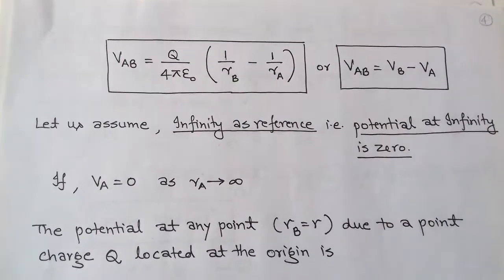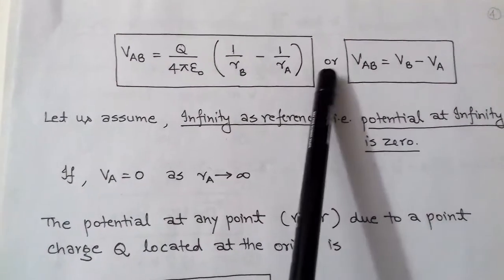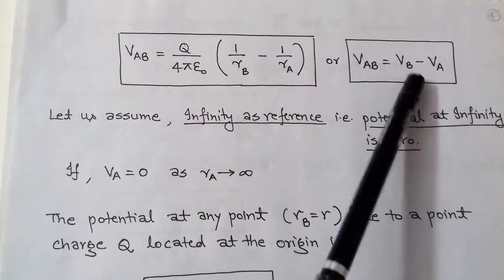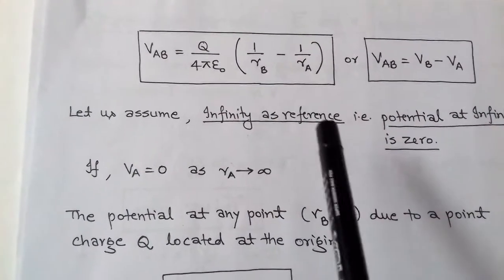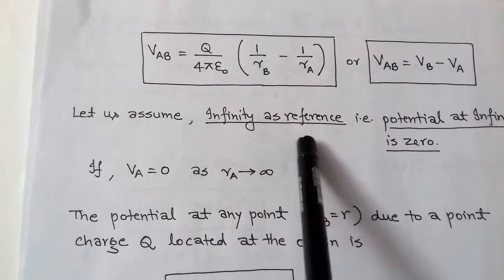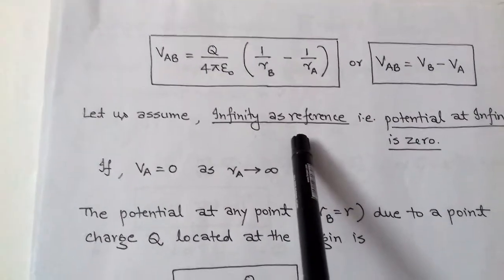Or as we know, the potential difference VAB equals VB minus VA. So this is a convention. VB minus VA means B minus A, that is, the position vector 1 upon RB minus 1 upon RA.